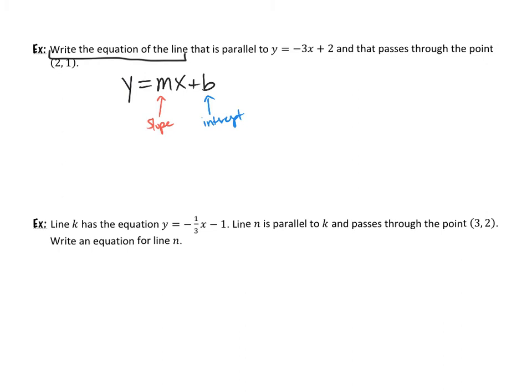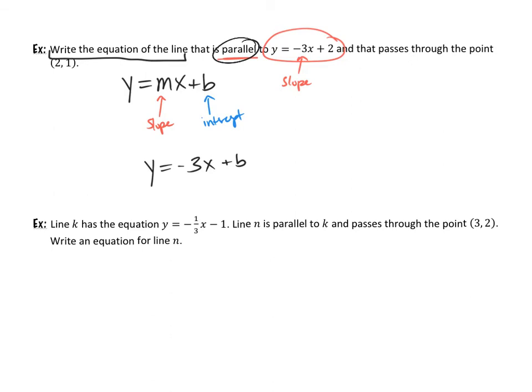So the easy thing to figure out is our slope, because in the equation that we already have, negative 3 is the slope, and the plus 2 is the intercept for that line, so we don't care about that intercept. But if it's parallel, then I know that it has to have the same slope. So I know in my equation, I'm going to have y equals negative 3x plus b. It's not going to be 2 again, because I'm looking for something that's parallel, not the same line. Okay, but how do I find that b value?